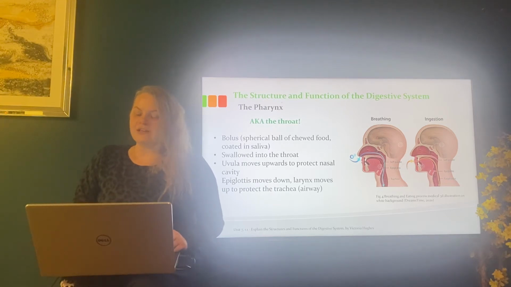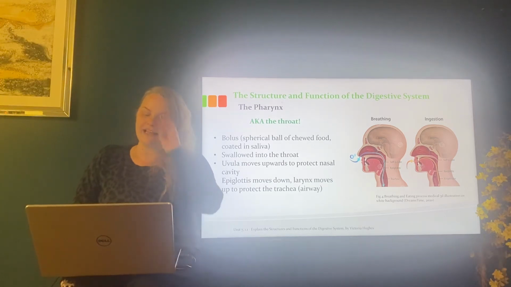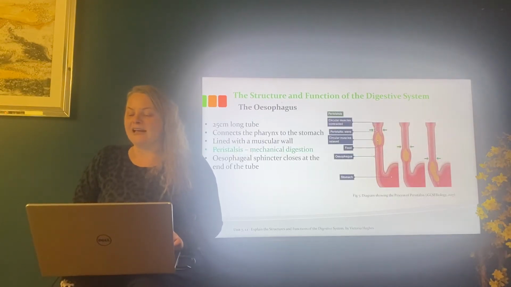To the right-hand side of the slide, we can see the difference in positioning of the uvula and epiglottis for breathing compared with eating. This shows how the different parts work together to ensure the bolus goes into the esophagus rather than the trachea, thus preventing a choking episode.